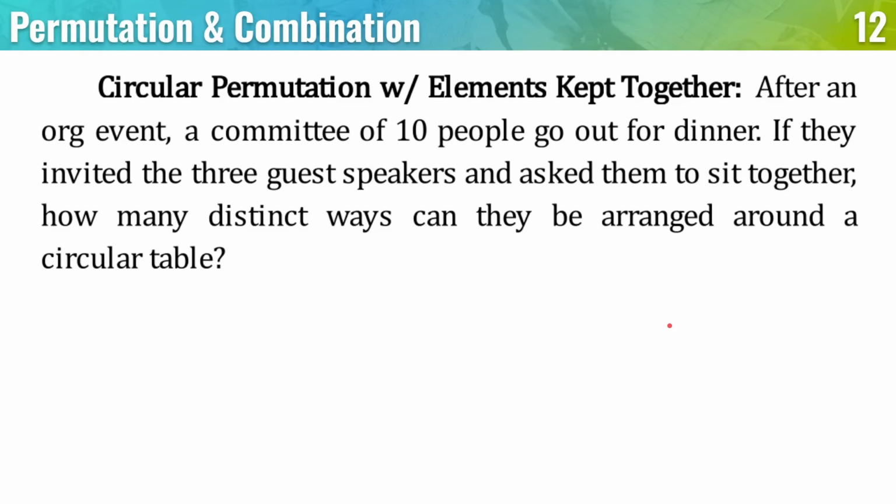Next, circular permutation with elements kept together. After an org event, a committee of 10 people go out for dinner. If they invited 3 guest speakers and asked them to sit together, how many distinct ways can they be arranged around a circular table? So here is a common mistake that some students, me included, make. We start with 10 minus 1 factorial. So this is not correct.